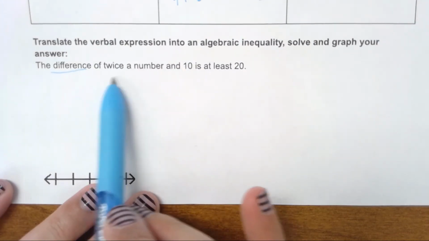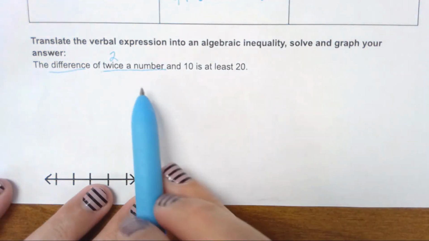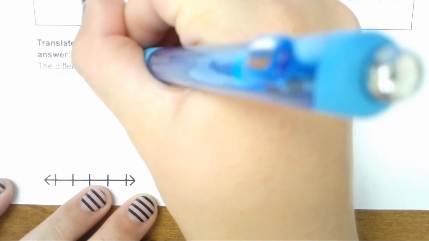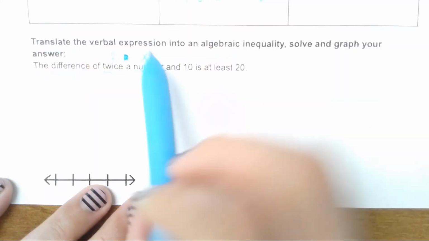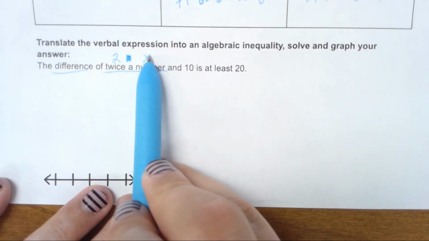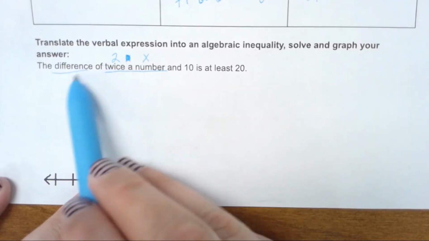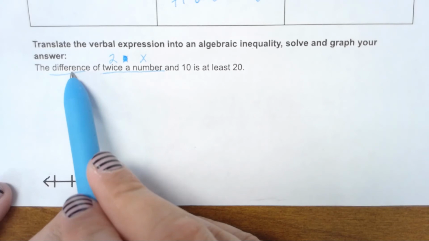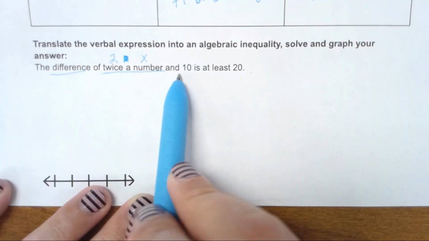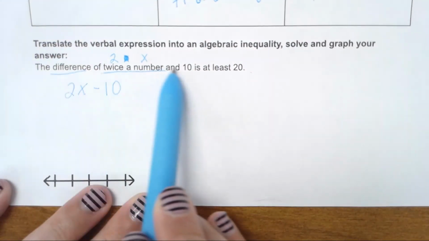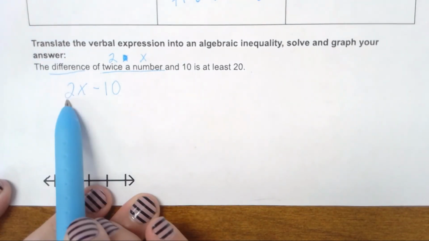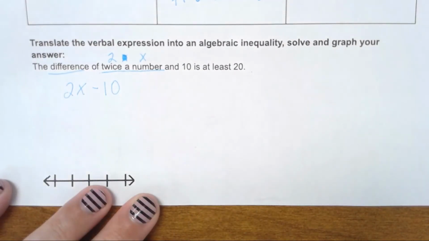So when we say twice a number, well, twice means 2, and then of a number, of means multiply, and our number is just going to be our variable. So really, this is 2 times x, or in other words 2x, and then we're going to subtract it, because that's what the difference means, from 10. So this is going to be 2x minus 10. So that takes care of this whole part right here. So the difference of twice the number and 10, twice the number minus 10.